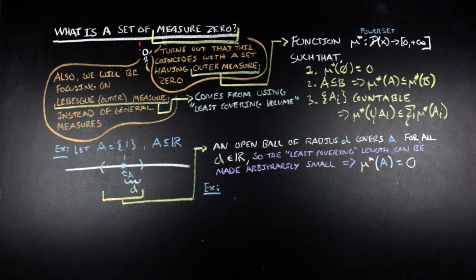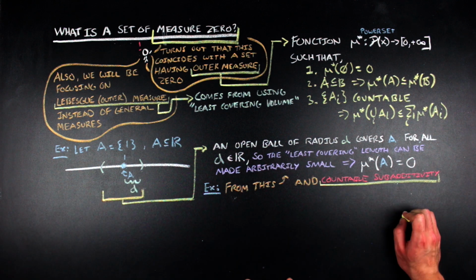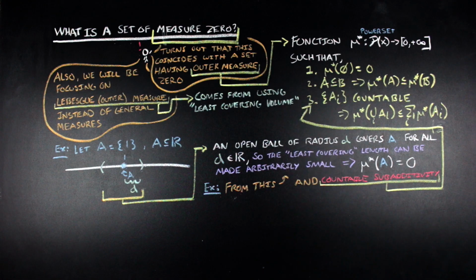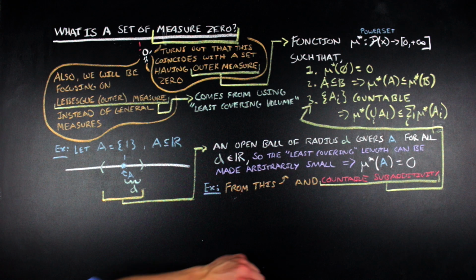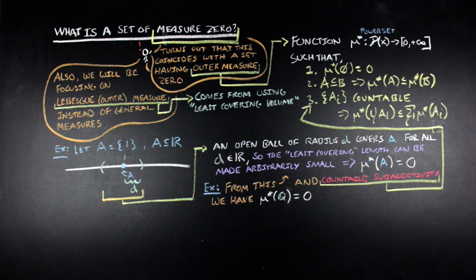So it doesn't seem like we did anything with just a singleton set, but if we take what we just determined about a singleton set along with this third property here in the definition of outer measure, which is called countable subadditivity, we actually have a lot more than that. Countable subadditivity with this argument that a singleton has measure 0 actually gives us that any set that is countable is measure 0. And so sets that you probably wouldn't think are measure 0, like the rationals, also have this property by the same argument.